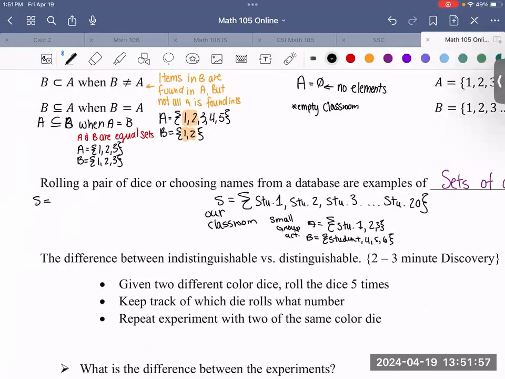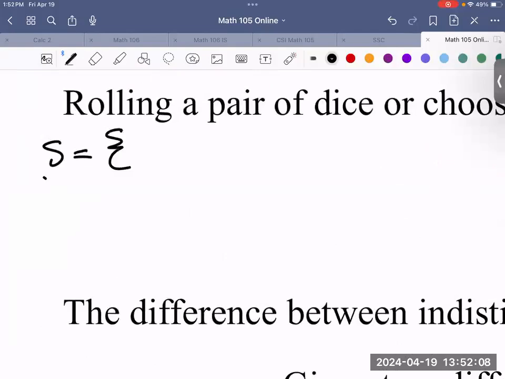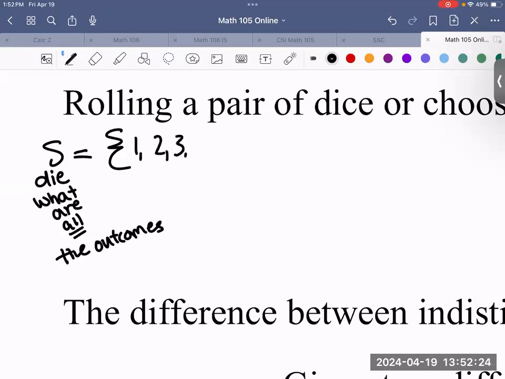So if we did it one more time with rolling a pair of dice, right? The set of outcomes is the set of all things that can happen. So in our case, if we're talking about a dice, what are all the outcomes that are possible to us? Well, that would be 1, 2, 3, all the way up to 6, if we're talking about just a regular 6-sided dice. Which leads me to our first little activity.